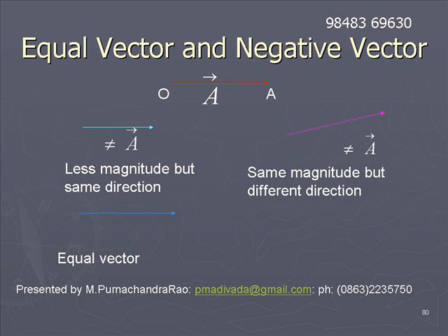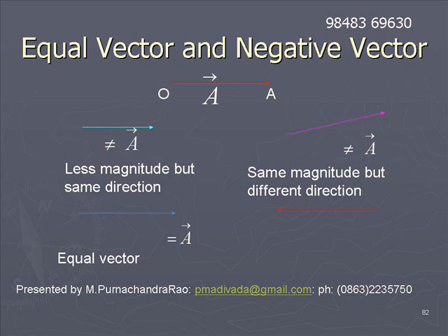The length is the same and the direction is the same. So, this is taken as an equal vector to A. If there is a vector, it can be represented at any point with a vector of the same length and same direction. Like this, we can shift vectors from one point to another in a plane.